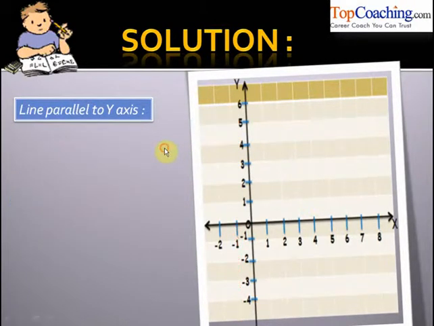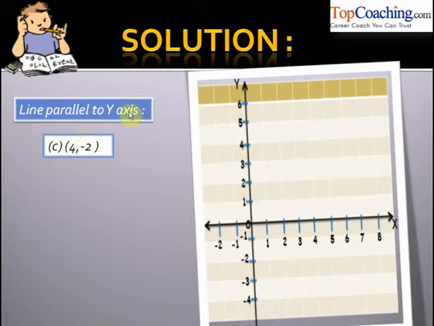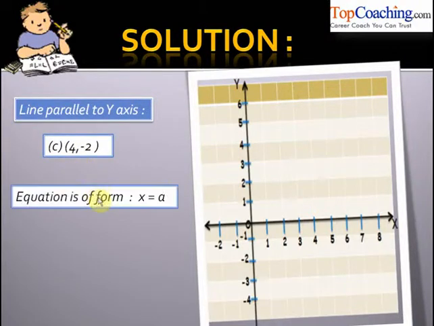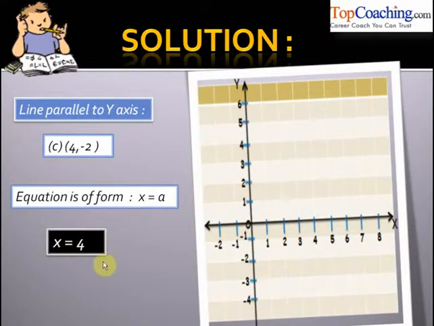Let's look at the third point, which is (4, -2). So we have to draw a line parallel to the y-axis and passing through the point (4, -2). Again, the equation of the line is of the form x equal to a, and here we see that it passes through (4, -2). Therefore x should be equal to 4, and thus we get the equation as x equal to 4. Thus the equation of a line parallel to the y-axis and passing through (4, -2) is given by the equation x equal to 4.